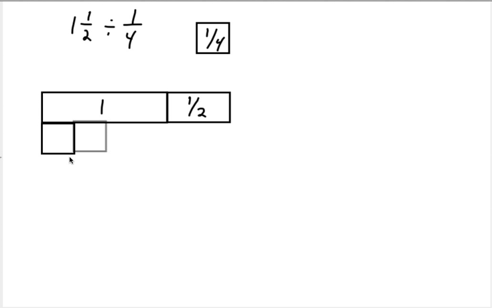1, 2, 3, 4. That makes sense that 4 of them matched up to 1 because they're 1/4. And then we have another 1, so that's 5 total, and now 6. So we have 6 of these 1/4 size pieces match up to make 1/2. So 1/2 divided by 1/4 is equal to 6. So once again, you take 1/2, you divide by a number less than 1, and you actually get a larger quotient.